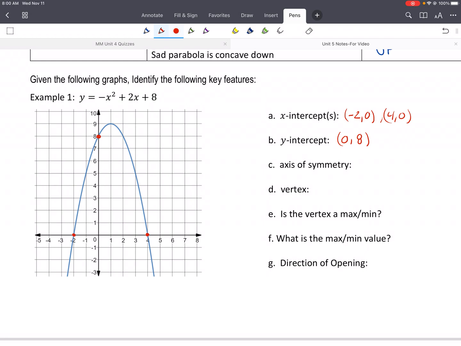Axis of symmetry, it's the vertical line that cuts the parabola in half, so that would be x equals 1. The vertex here would be 1 comma 9. Is the vertex a maximum or a minimum? Here we have a max, and its value would be 9. And the direction of opening, in this situation, it's down. It's a sad parabola.